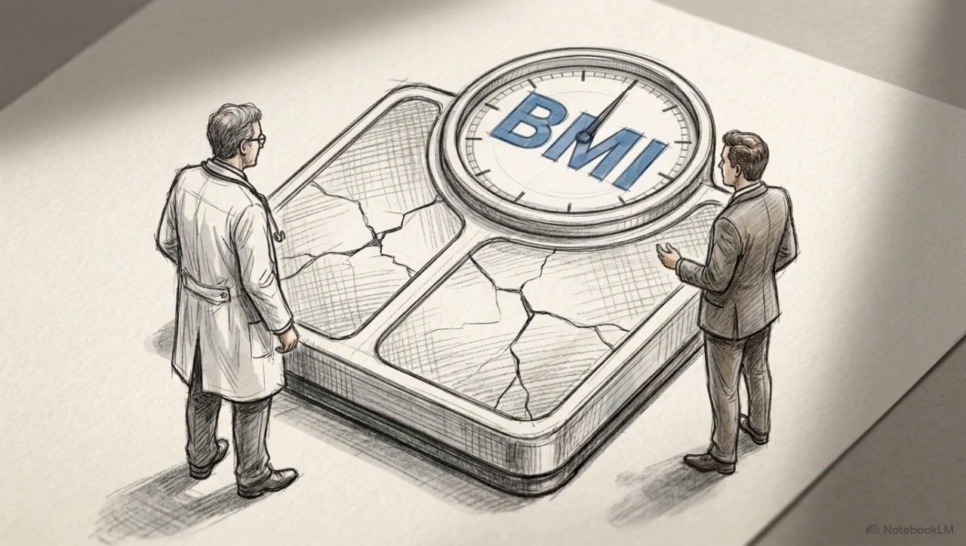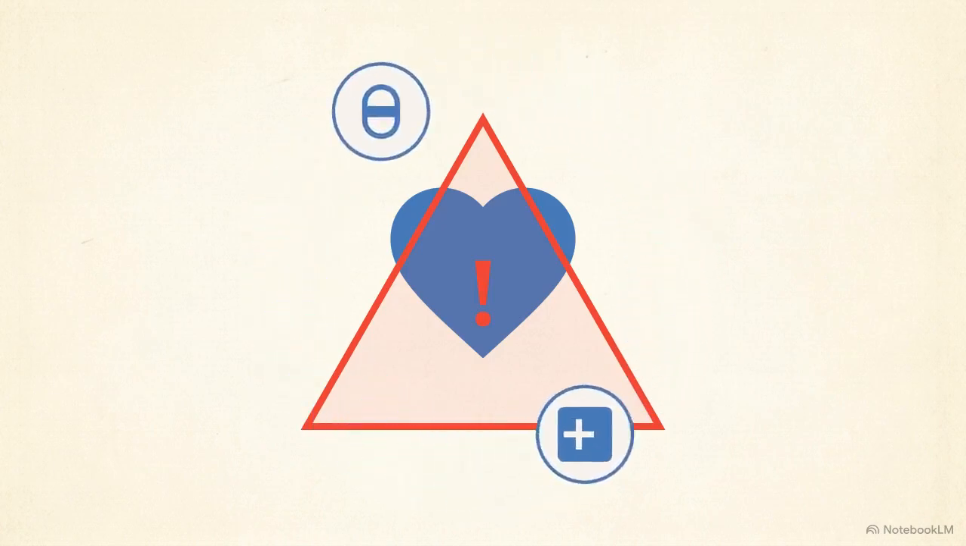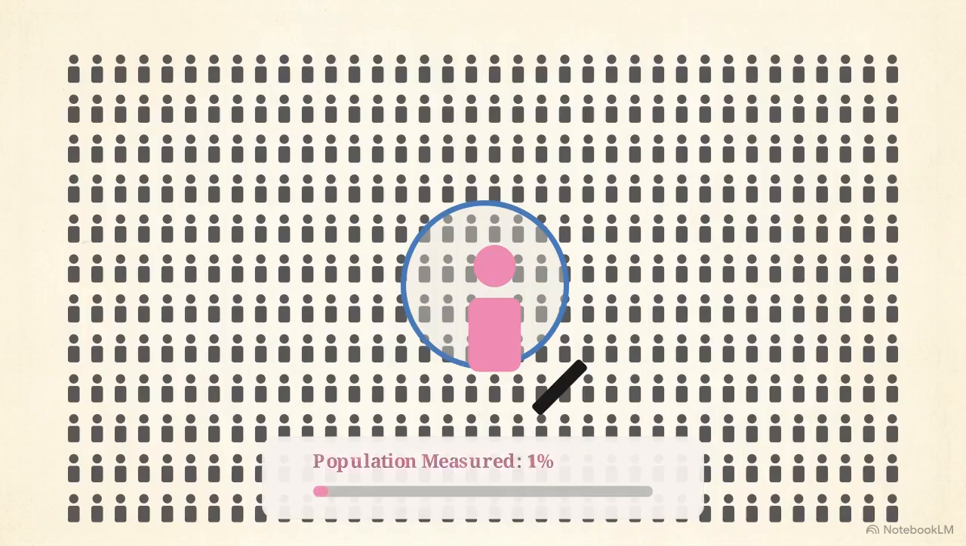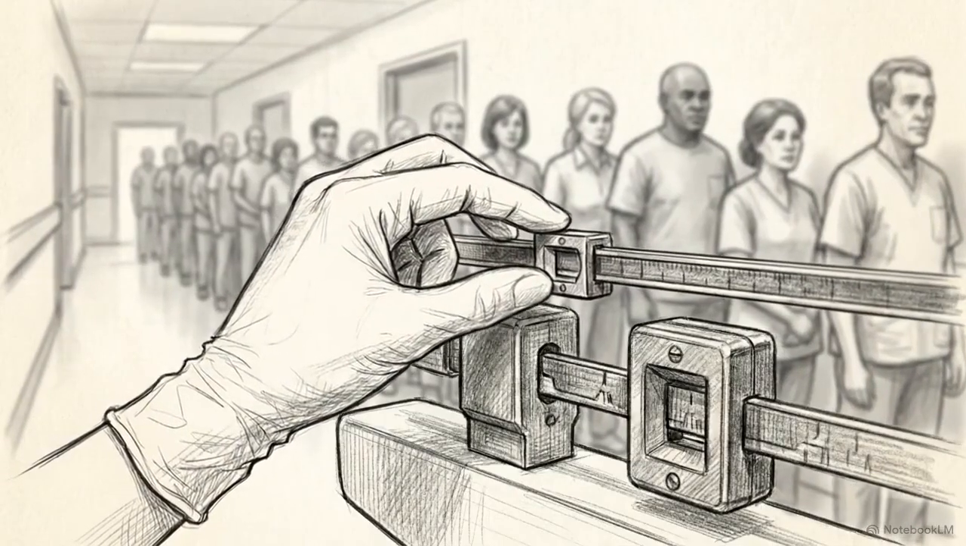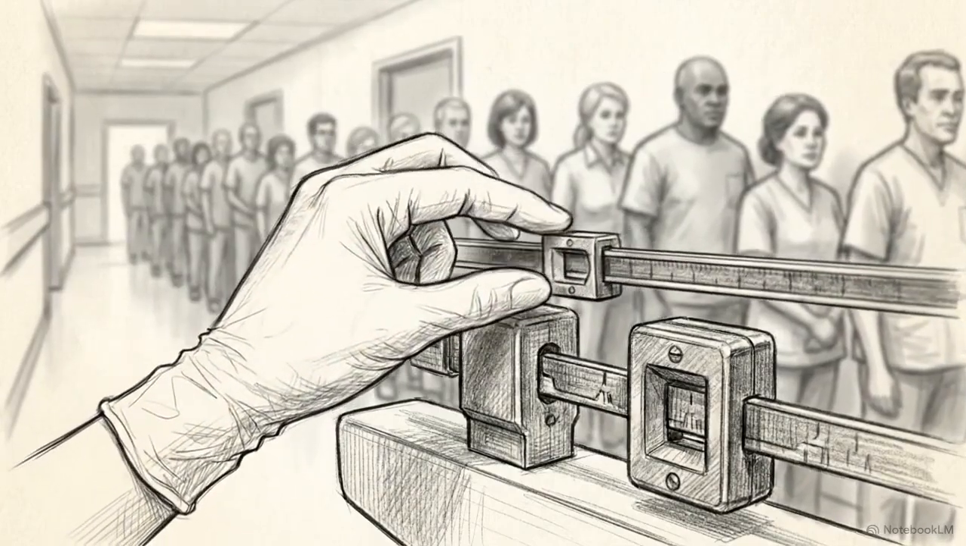Body mass index, or BMI, is a foundational health metric used by doctors and insurance companies to assess an individual's risk for cardiovascular disease and other chronic conditions. But collecting this measurement at a population scale presents a massive logistical hurdle. Relying on physical scales and tape measures is slow, tedious, and difficult to scale across millions of patients.